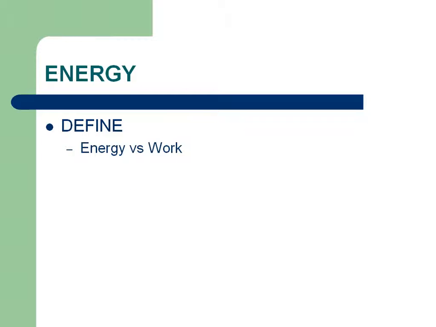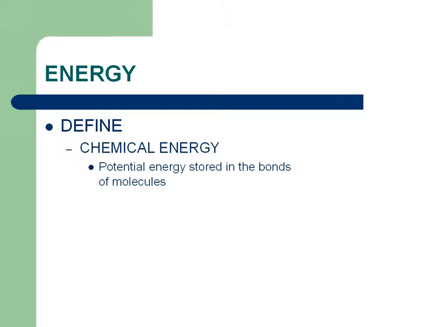Now, let's define chemical energy. Chemical energy is potential energy stored in the bonds of molecules. So again, chemical energy is potential energy that is stored in the bonds of molecules.